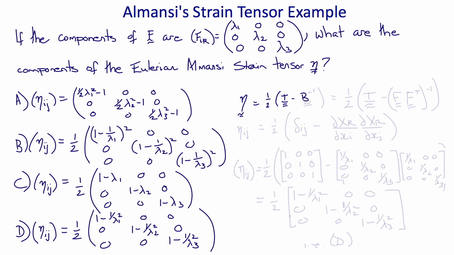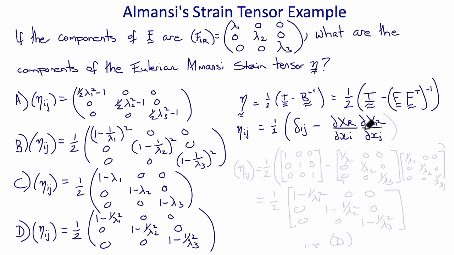Well, eta is 1/2 of I minus B inverse, where B is F F transpose, so we get 1/2 of I minus F F transpose inverse. In index notation, this is eta_ij equals 1/2 of delta_ij minus del X_r del x_i times del X_r del x_j, where these are the inverse of the deformation gradients.